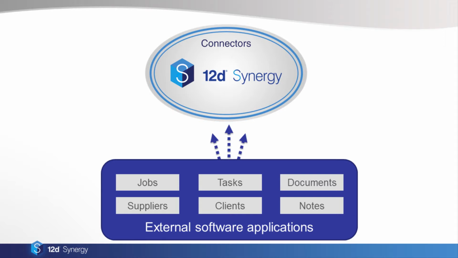The attributes connected to those entities are pulled in. Because 12D Synergy's attribute system is so flexible, you can bring in any kind of data from an external software application. Each connector is downloaded as a separate plugin for Synergy. Once a connector pulls information into Synergy, you'll be able to use all of our standard features with the data, such as powerful search, change history, versioning and rollback.